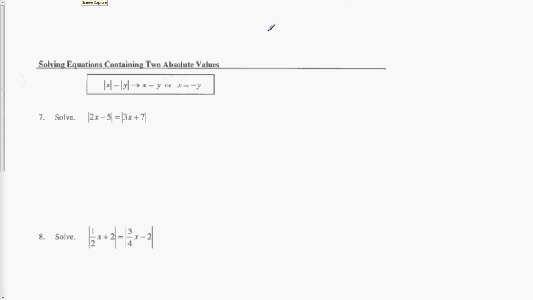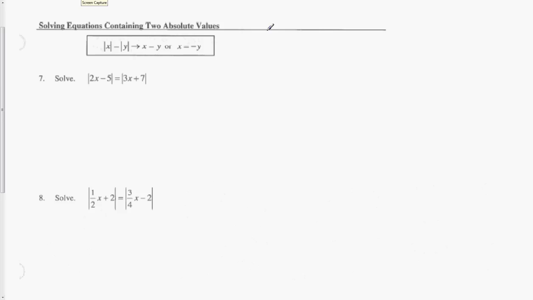Okay, the last one I want to do is this one at the top of the page. I'm not really a fan of these. I don't give these a whole lot, but I'm going to do one, and if you look right above it, it tells you exactly how to work the problem. What it's saying is that if you have an absolute value set equal to another absolute value, there should be an equal sign. That's not coming through very well on my page, but that's an equal sign in there.